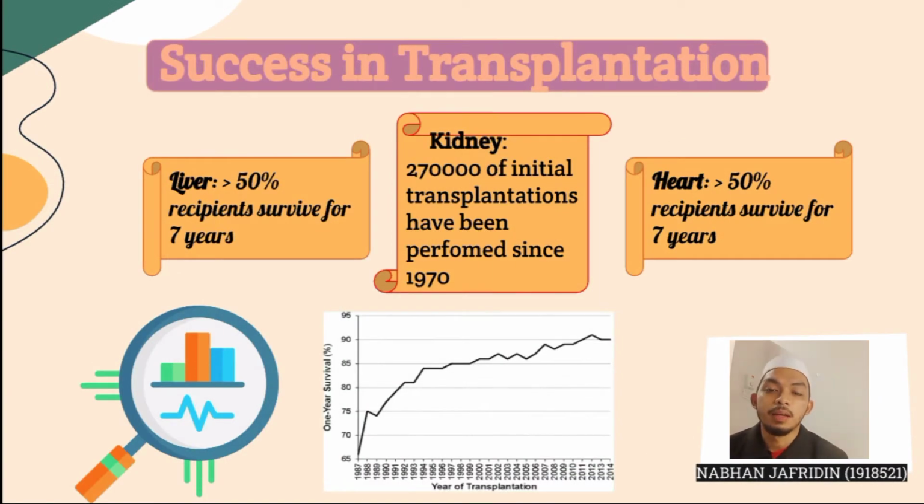After going through the timeline and history of transplantation, let's see how successful transplantation has been. In one journal, about 270,000 initial kidney transplantations have been performed since 1970. It is a huge number of recipients. Other than that, we can see liver and heart transplantation. Both show that more than 50% of recipients survive for 7 years. It means that it is meaningful to the patient and gives strong data for the success of transplantation. For more explanation of the types of transplantation, we can see in the next presentation.